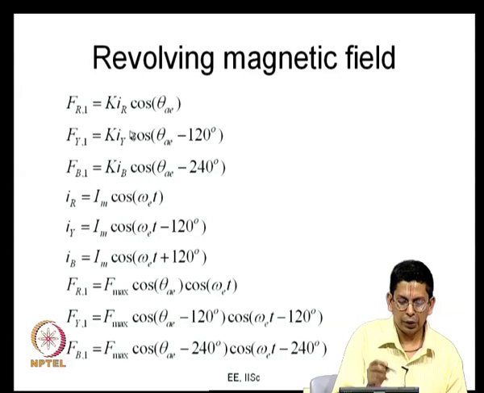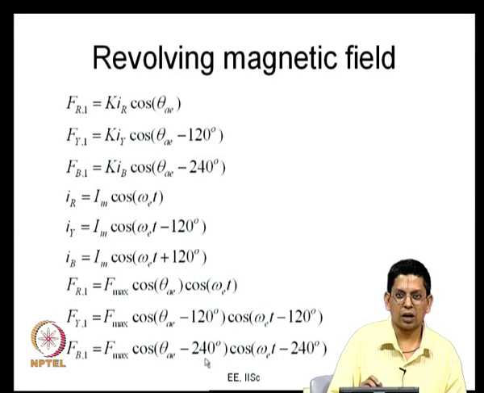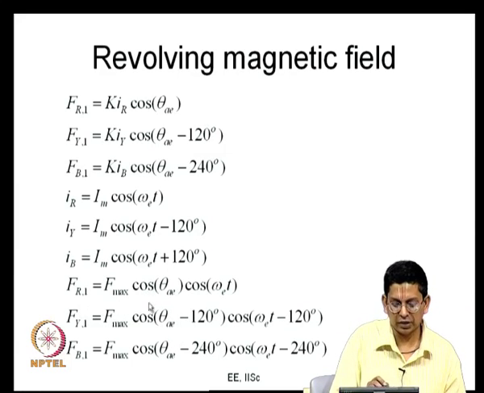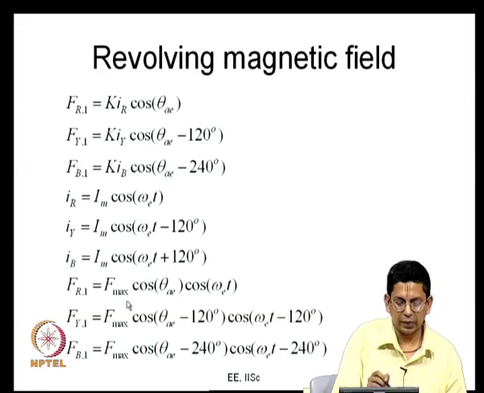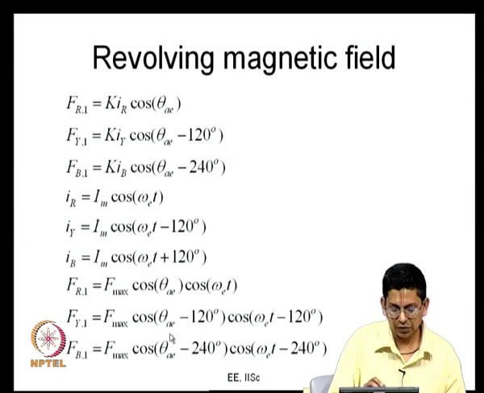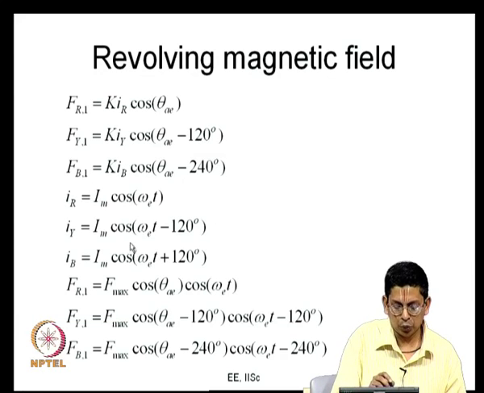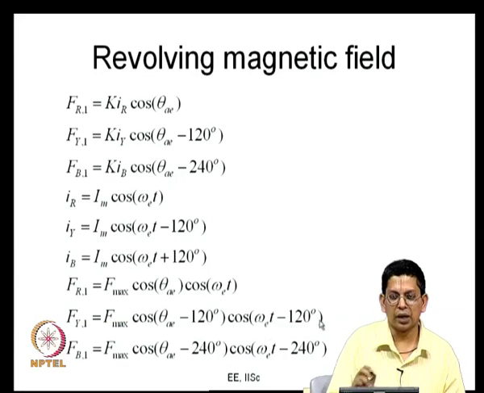Plug IR, IY, IB into the previous expression, and you get a similar expression as we found earlier. Each of them produces a pulsating magnetic field, as we discussed before. FR1 is F max cos theta AE cos omega et. F max is now K into Im. Similarly, FY1 would be F max cos of theta AE minus 120, and IY is substituted by something proportional to cos omega et minus 120. So, you get this cos omega et minus 120, and FB1 is F max times cos of theta AE minus 240 multiplied by cos of omega et minus 240.